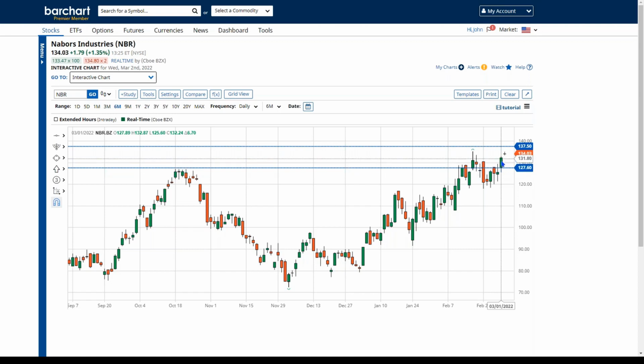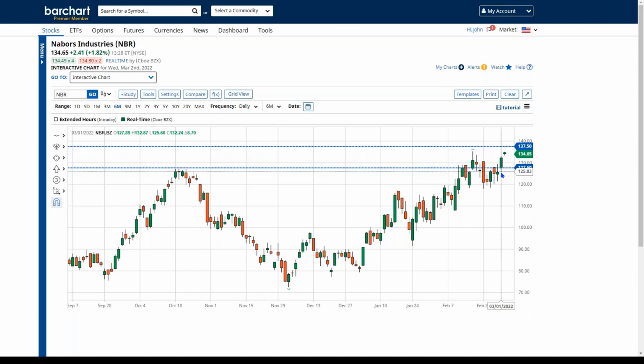So for instance, yesterday's daily low was around 125.60. So if I entered at 127.60 and I risked down to 125.60, I'm risking about $2. If I'm risking $2 and I'm looking at this potential target, this resistance at 137.50, it looks like I'm risking $2 to make close to $10. Is that a good trade?